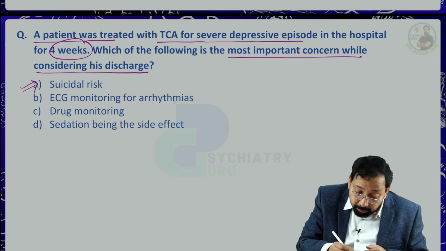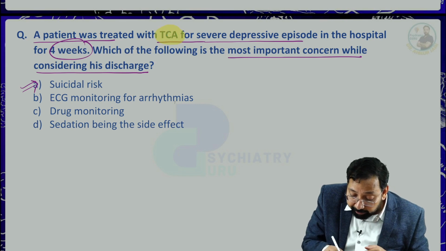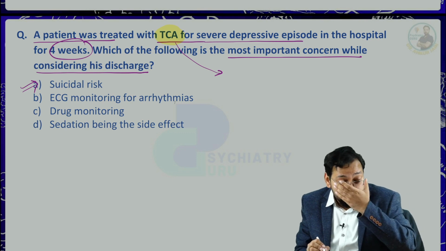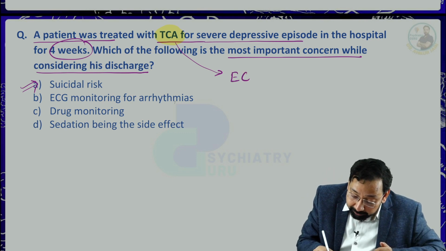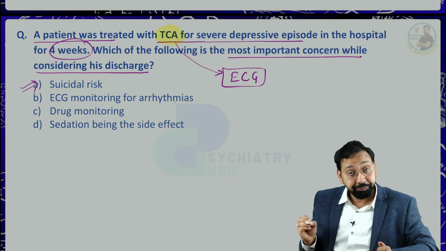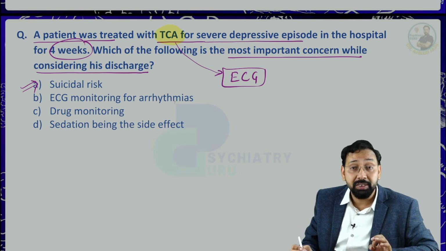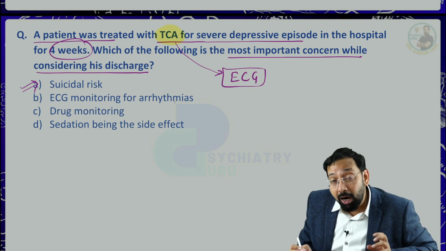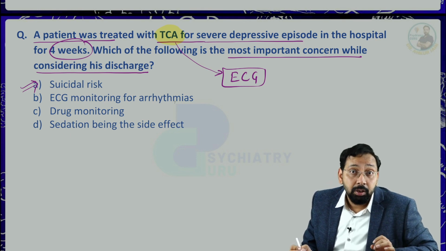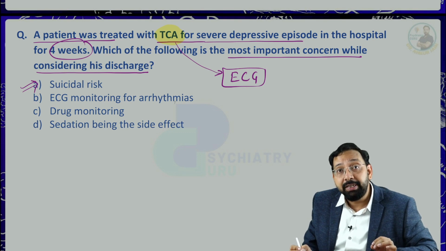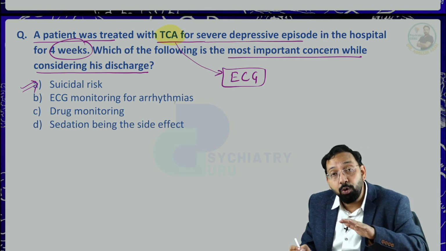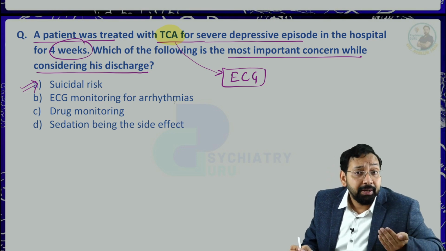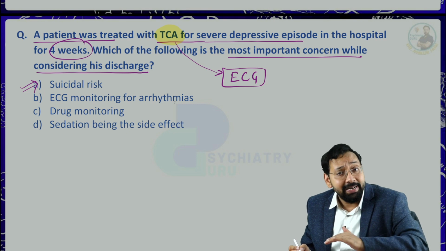But this is a little bit confusing question because they give a tricyclic antidepressant. Whenever we prescribe a tricyclic antidepressant, we do monitoring by ECG. ECG monitoring is required to assess the toxicity of tricyclic antidepressants. In fact, if you ask me which is the best indicator for toxicity, the tricyclic antidepressant level or ECG, ECG is the best predictor of toxicity rather than the level.